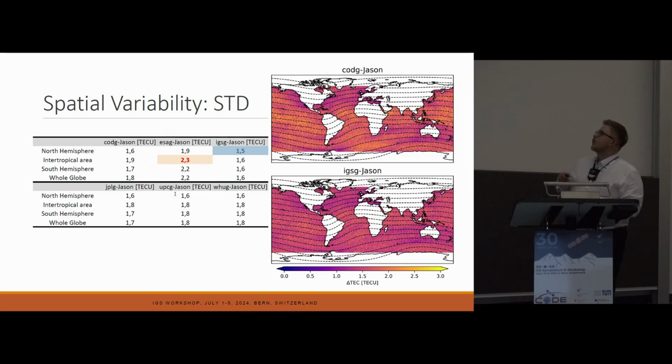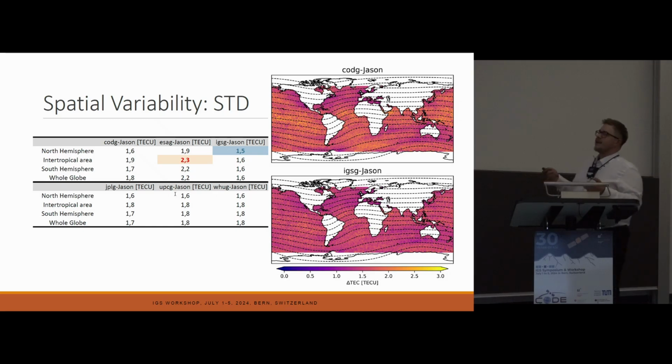Now going to standard deviation, we have really similar results. For the intertropical area, we again obtain the highest values, but they are not as high as we could expect. But this time the lowest standard deviations are in the northern hemisphere above the Tropic of Cancer.